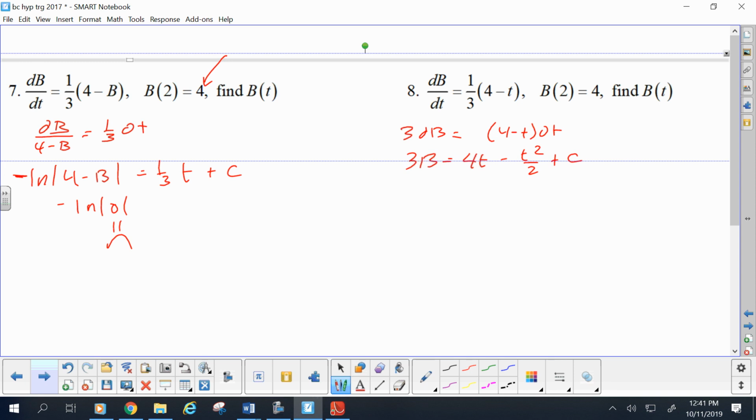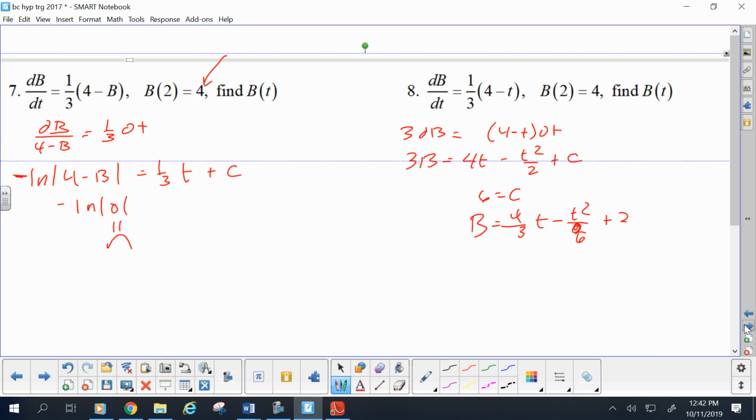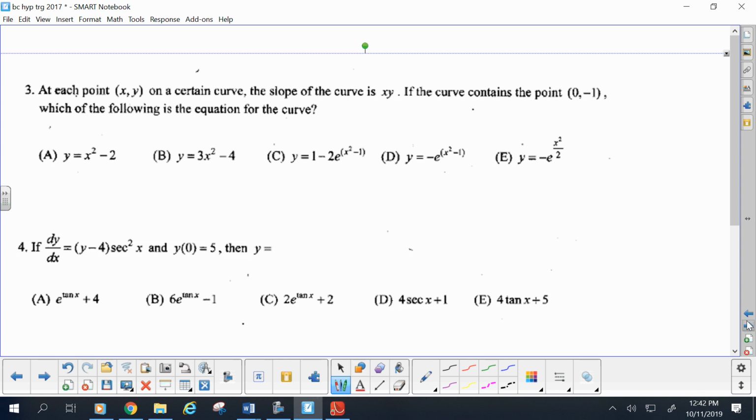After that, I got that c was 6. Did you agree with that? C is 6, and so b is 4/3 t minus t squared over 6 plus 2. Oh yeah, sorry, 6. You're right. Okay. 3. What's this all about? Oh, I went the wrong way. Okay, 3. What'd you get? It is E. And 4.